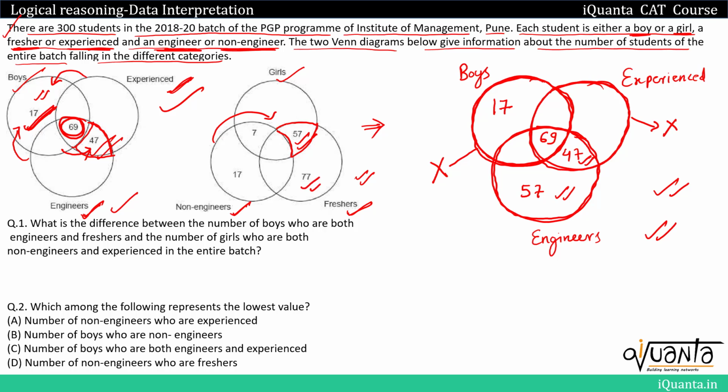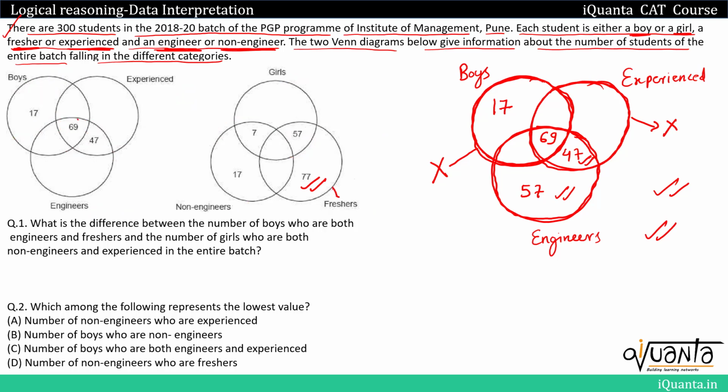Similarly, let us try to find out what is this 77 in the second Venn diagram that we were given. This 77 is lying inside the set of freshers but outside the set of girls. That means these will be boys. It is lying outside the set of non-engineers. That means they will be engineers. So there are 77 boys, freshers, engineers.